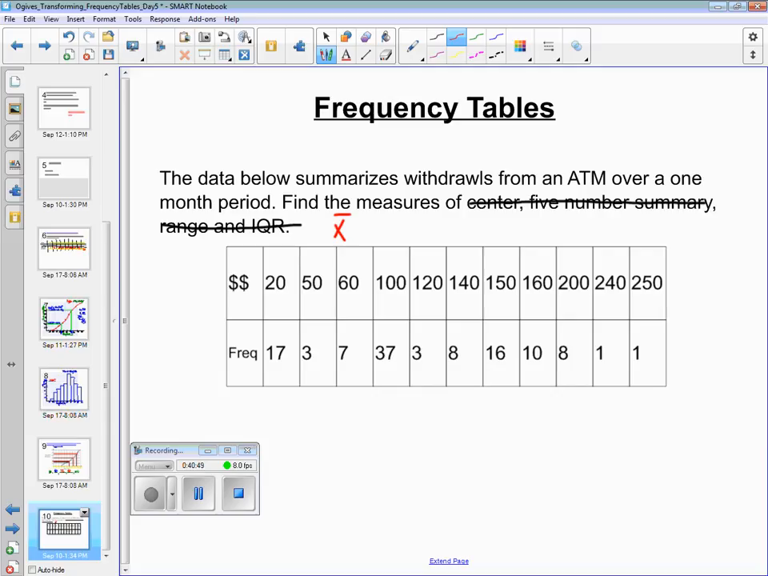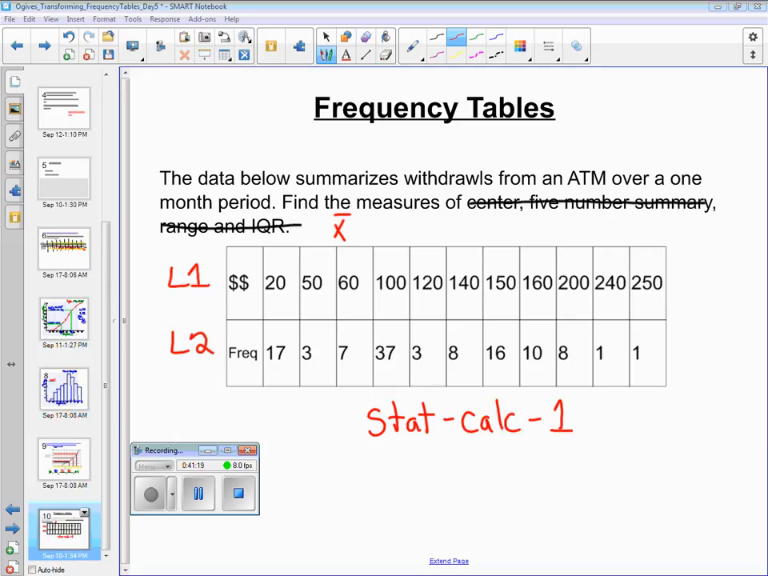You're going to type in the amount of money that was withdrawn into your list 1. The frequency is going to be in list 2. Go ahead and take a minute and do that, and I'll pause for just a second. So we've entered the values. We're trying to find the mean. Where did we go before when we found the mean? 1 var stats, right? So we're going to go to stat, we're going to go to calc, and we're going to go to 1 var stats. So please do that and show me what the screen looks like when it comes up.